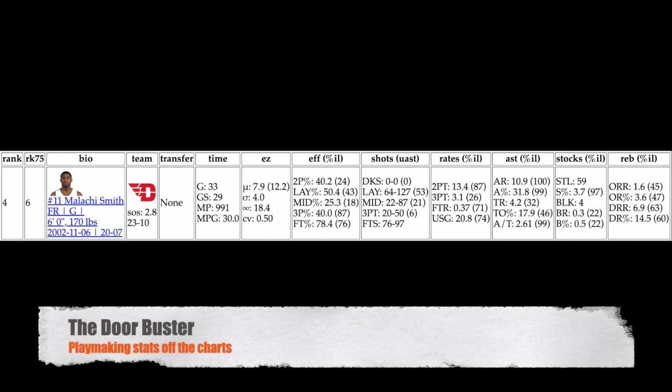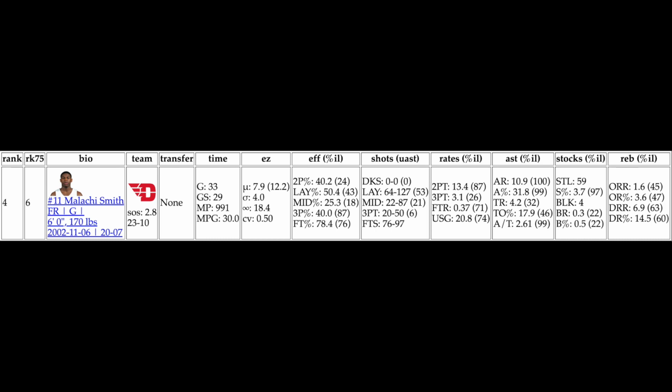Malachi Smith is a small point guard who put up pretty bonkers playmaking stats last season. He averaged 10.9 assists per 100 possessions, which lands him in the 100th percentile, even though technically the 100th percentile isn't even a real thing. Sorry, bad math joke. That's how impressive he was. Both his assist percentage and assist-to-turnover ratio were also in the 99th percentile. This is basically old school, pure point guard territory, considering his usage rate was just 20%.